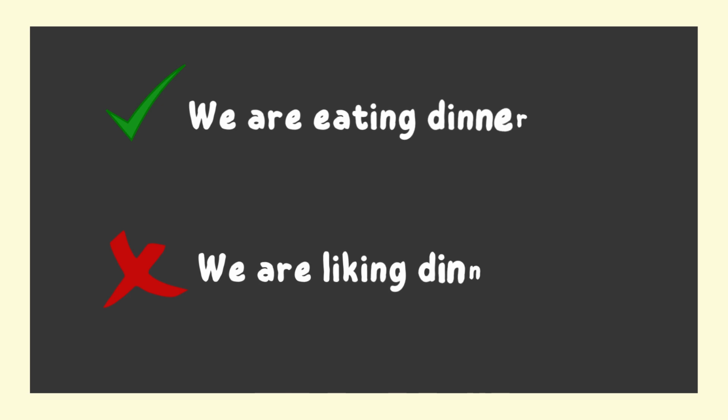For example, we are eating dinner. That is correct. Eating is an action. We are liking dinner is incorrect. If we wanted to say this sentence correctly, we would say, we like dinner. You cannot be liking something. So make sure you don't make this mistake with the present continuous.